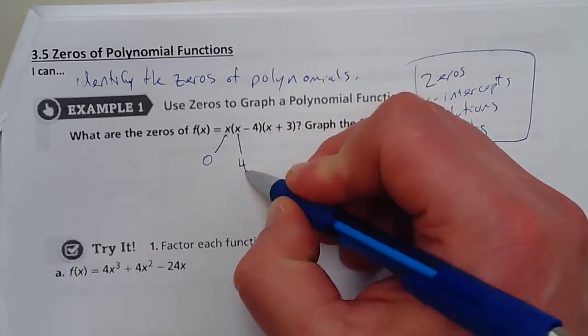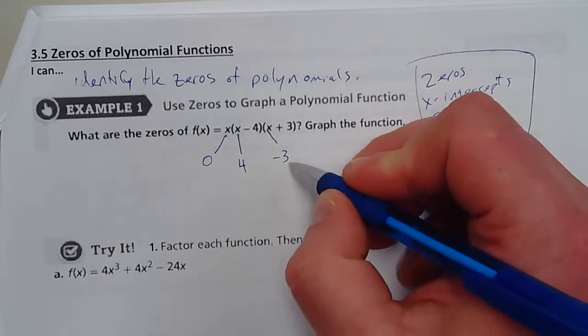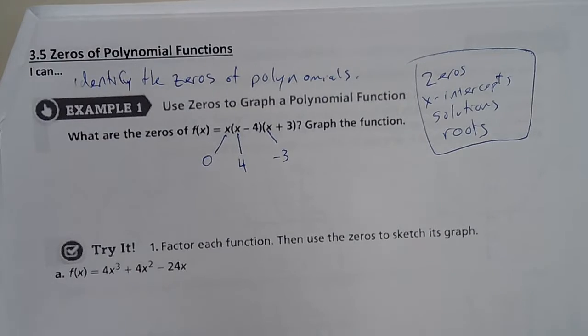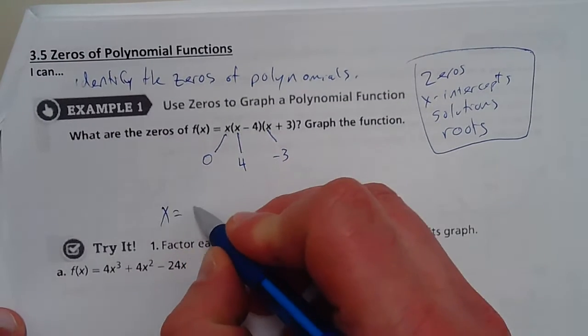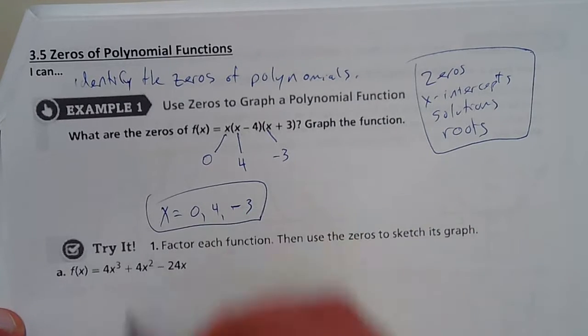This one is going to be 4, because 4 minus 4 gives you 0 here. And this one's going to be -3, because -3 plus 3 makes it be a 0. So those are going to be our zeros or our solutions. We'd say x equals 0, 4, or -3. That would be our answer to the problem.